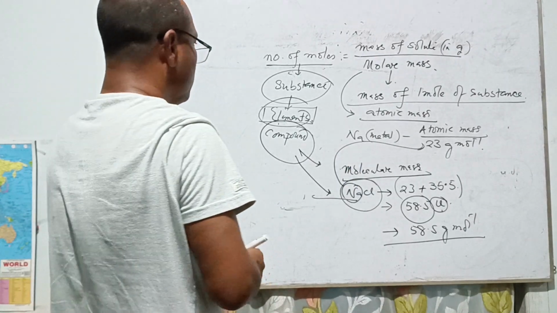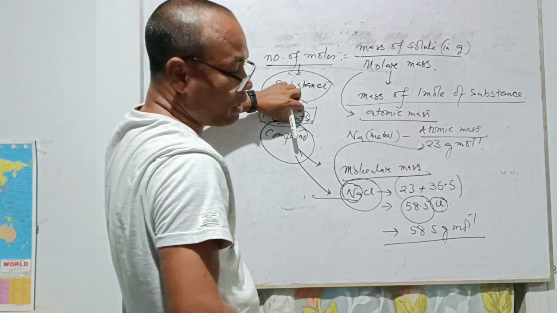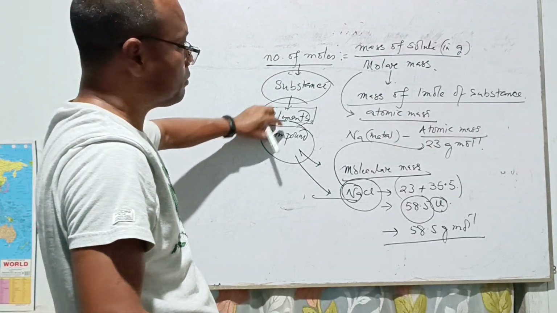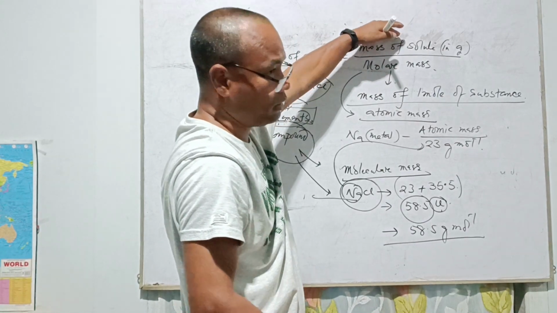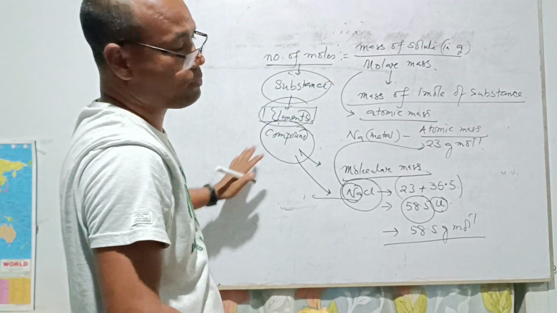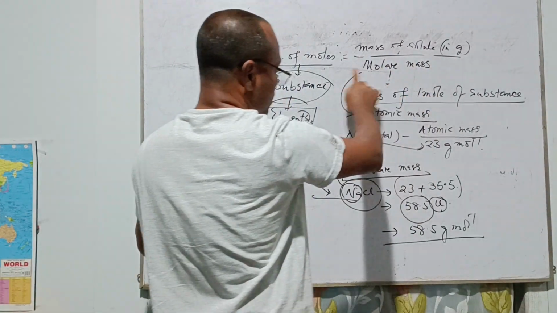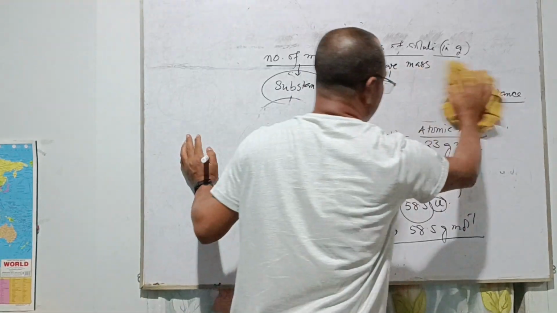Now, if you know the mass of the solute, whether it is an element or a compound, we can calculate the number of moles of the given substance if we can calculate the molecular or molar mass of the substance. So remember this one.